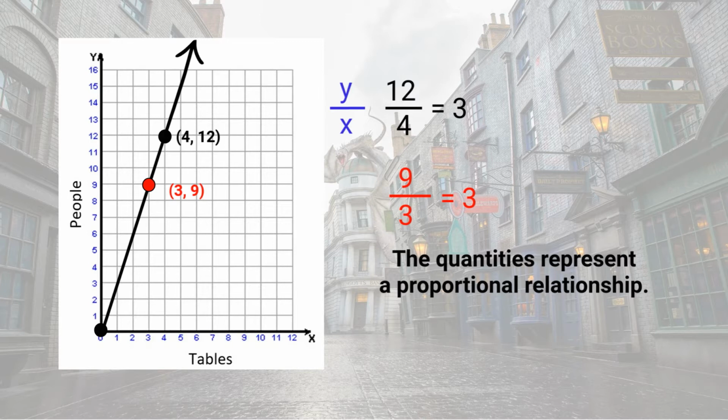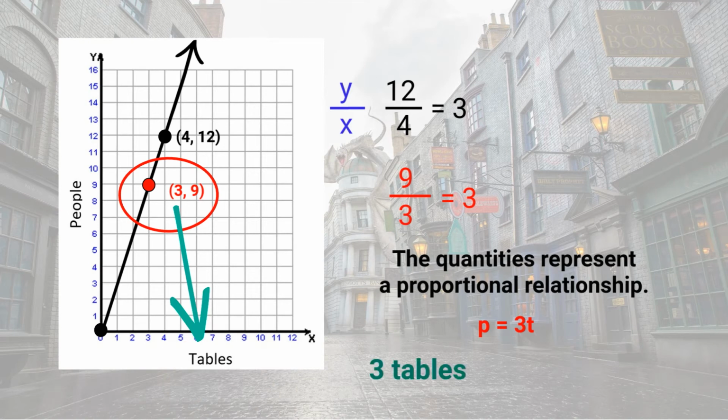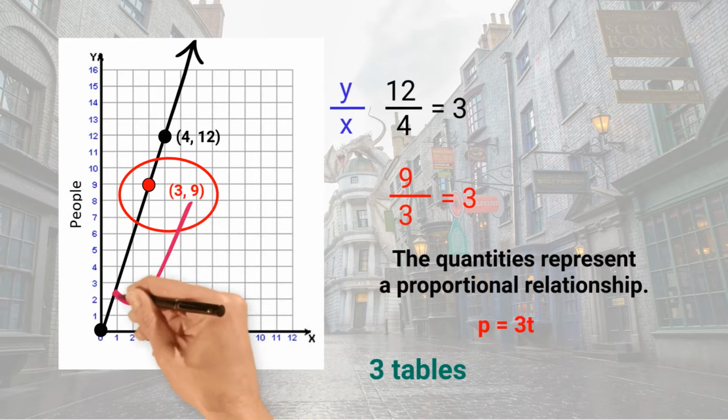We can write an equation starting with the dependent variable, which is on the y-axis. So in this situation, it is people equals 3 times the number of tables. Hedwig wanted to know what the point 3,9 represented, so he looked to the x-axis, which is the first number. He saw that 3 represented the number of tables, and 9 represented the number of people.